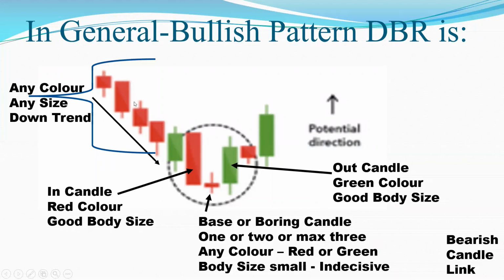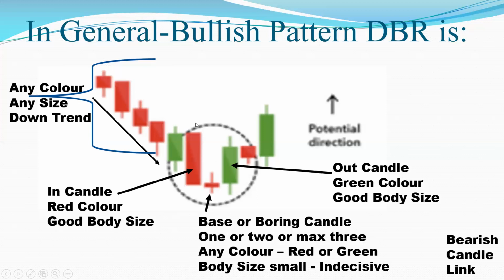Now this can be any color. It can be a red color or a green color. Since it is coming down, it is a red candle. In between also we can have small green candles, but doesn't matter. तो पहला तो मैं ये नीचे आ रहा है. So stock is in the downward direction.